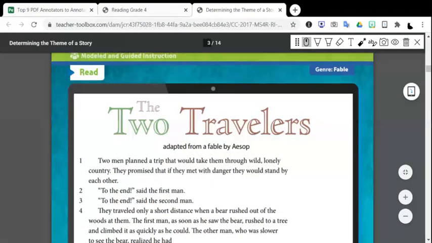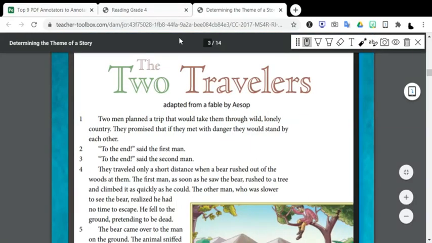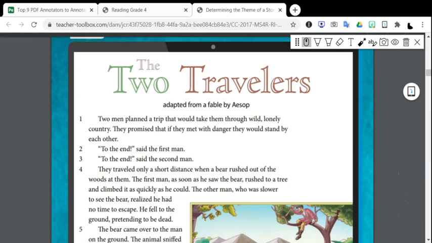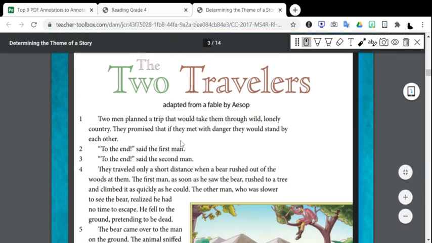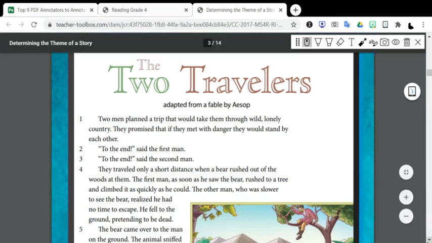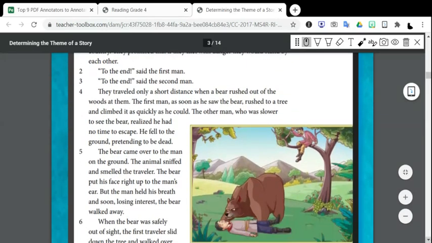All right, let's go to the next lesson. The next story is called The Two Travelers, and it is a story from Aesop, one of his fables. We all know that fables are folk tales that were told thousands of years ago, and they all have a message embedded in them. So these are really good stories to practice with to learn theme.